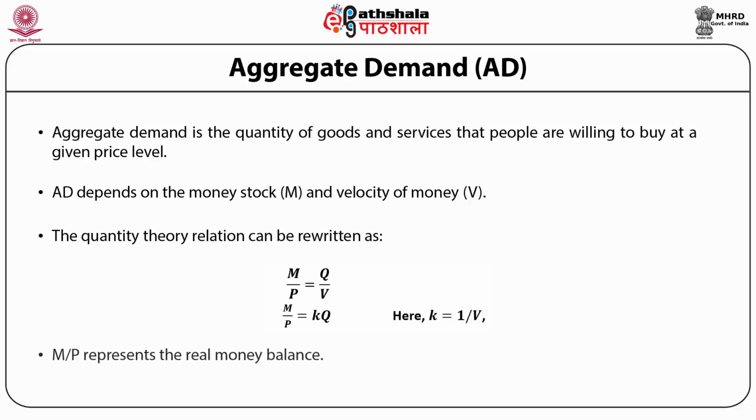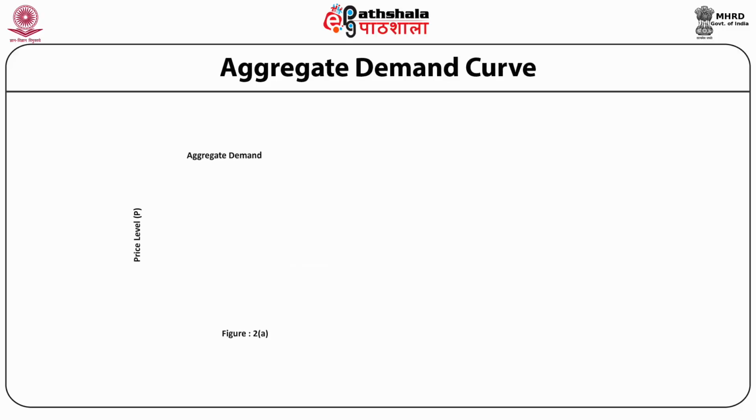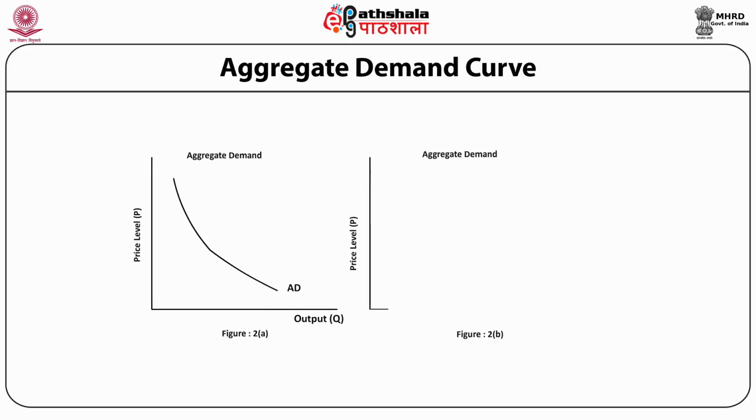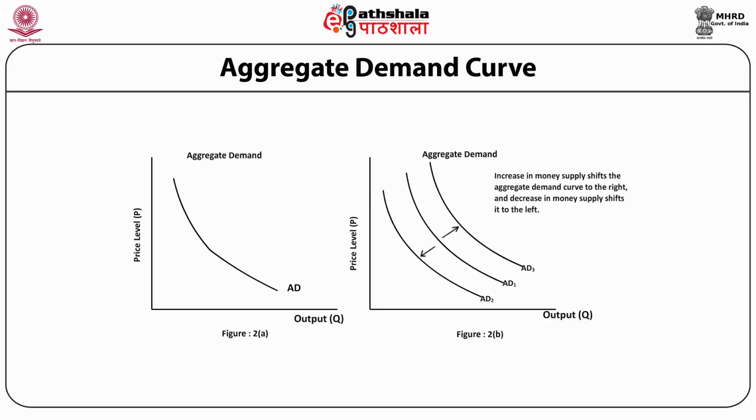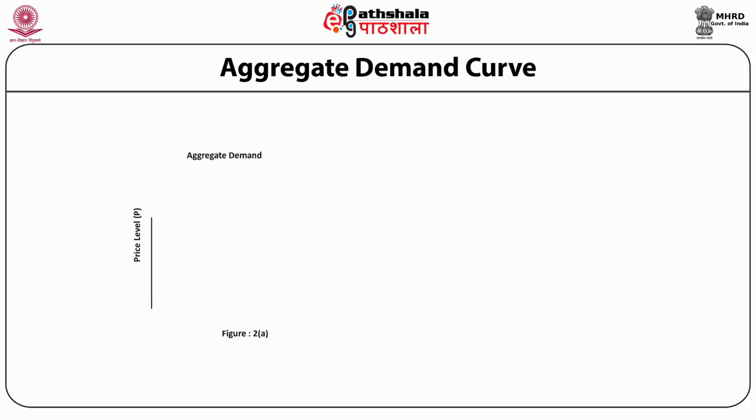Here M over P represents the real money balance. Remember that purchasing power in an economy depends on availability of money and prices. Here figure 2a and 2b show the relationship between price level and output as well as shift in aggregate demand. For a fixed M and V, aggregate demand is inversely related to price level.